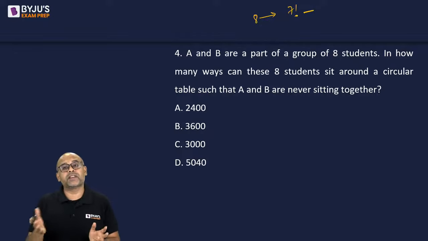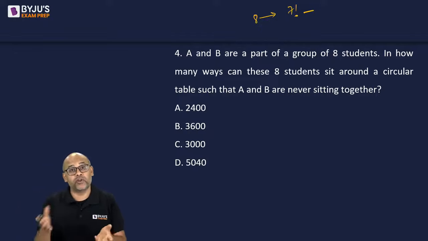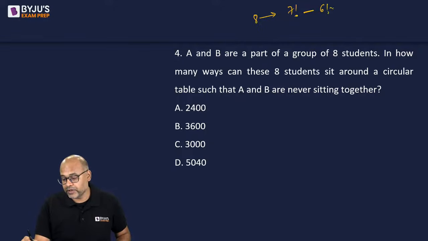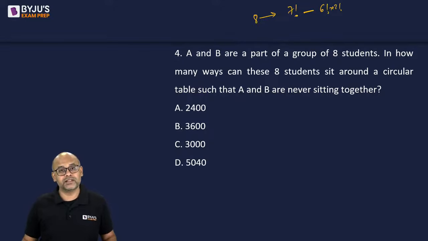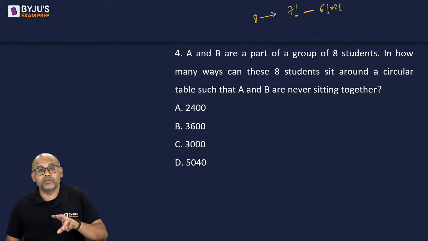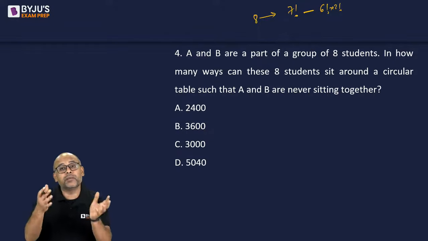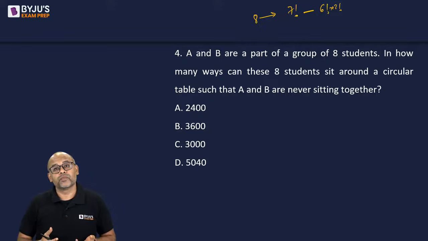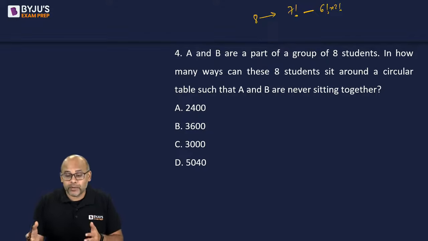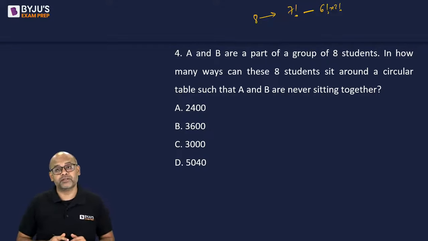From this, subtract the ways where A and B are always together. We already calculated that. That is 6 factorial into 2 factorial. That's it. That's your answer. So you can do this using the funda of never together. You can also do this using total minus what we don't want. What we don't want is easier because we already calculated it in the previous question.